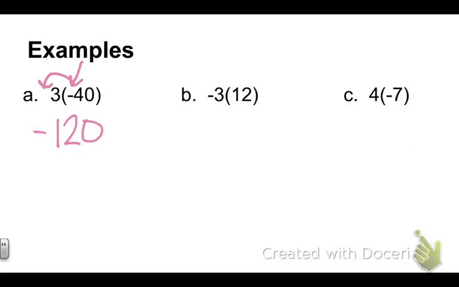Same thing for B. Just do the math. 3 times 12 is 36. What's the opposite of a positive? Opposite of a positive is a negative 36. And then C, 4 times 7 is 28. What's the opposite of a positive? Negative 28.